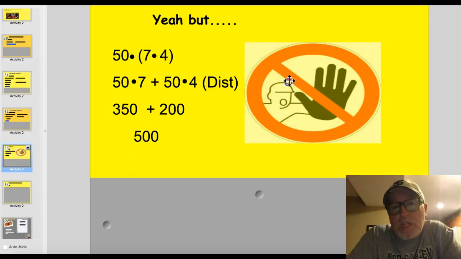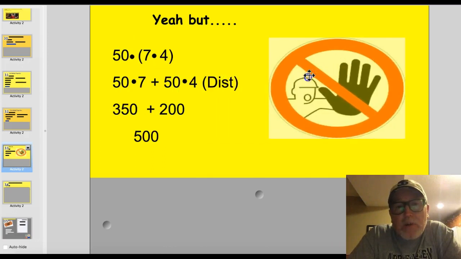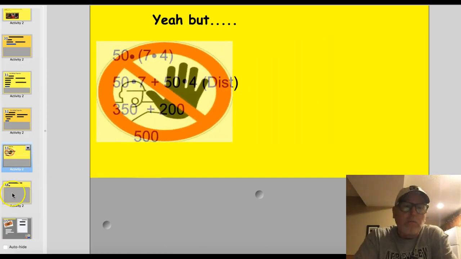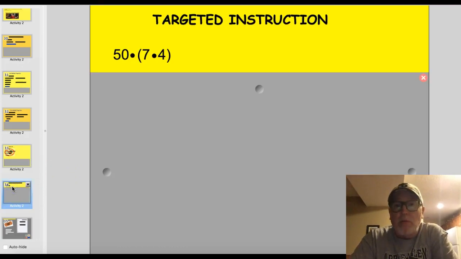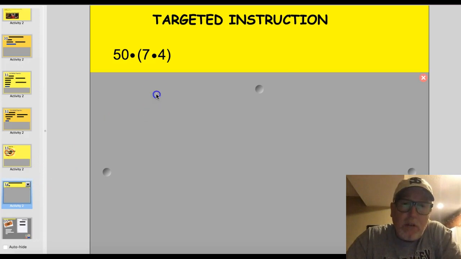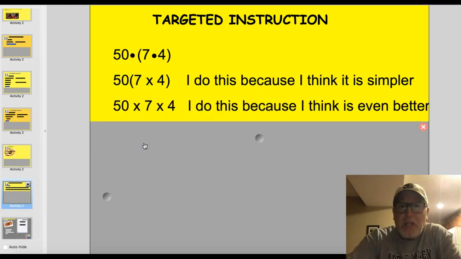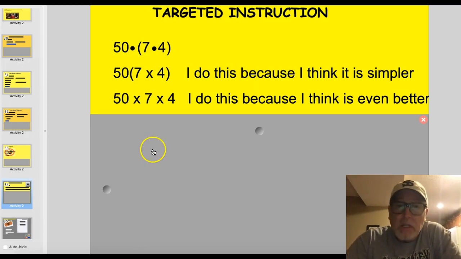Don't confuse this. This is not the distributive property. This is just straight multiplying. Okay? So, how would you solve it? Well, let's think about this without a calculator. First of all, I would write it like this because I think this is simpler. Then, I would actually take the parentheses out because I think it's even simpler without the parentheses in. Okay? So now I'm down to this.